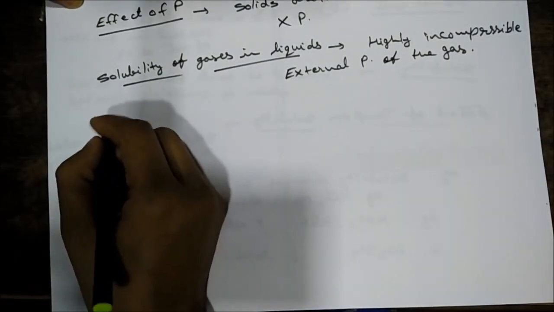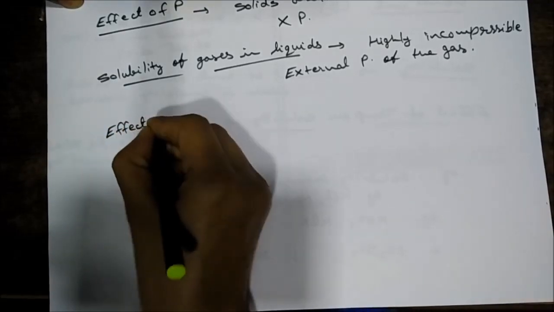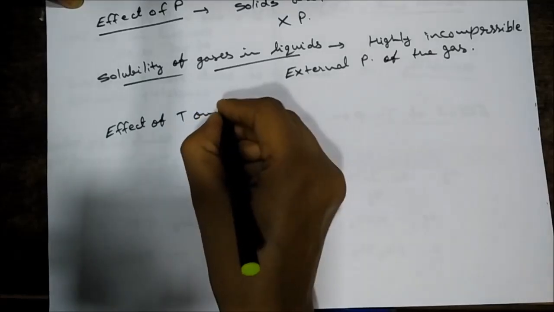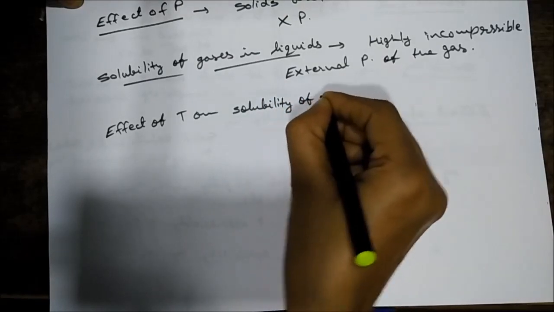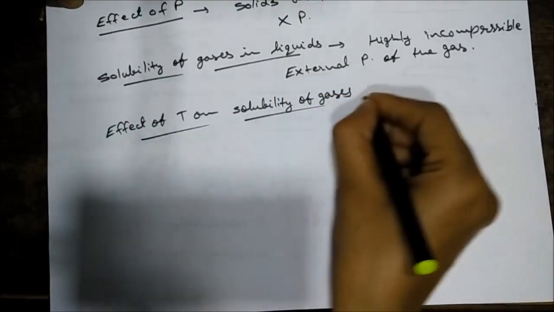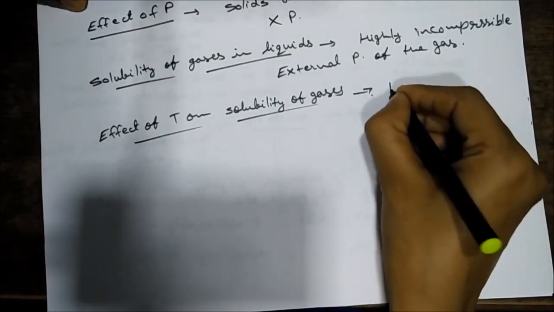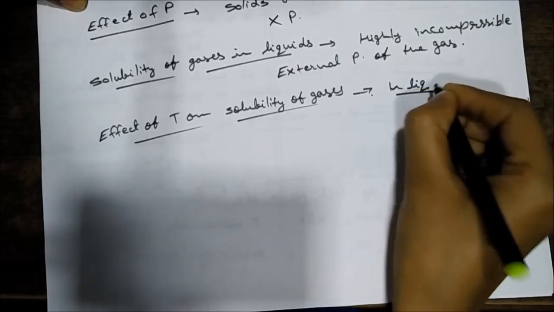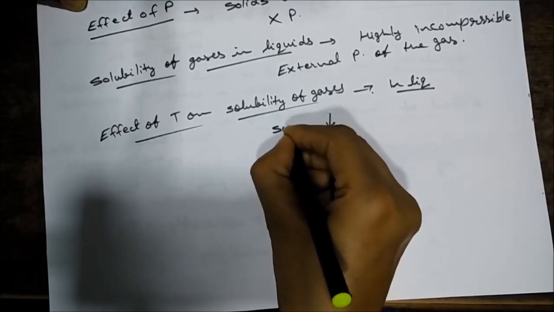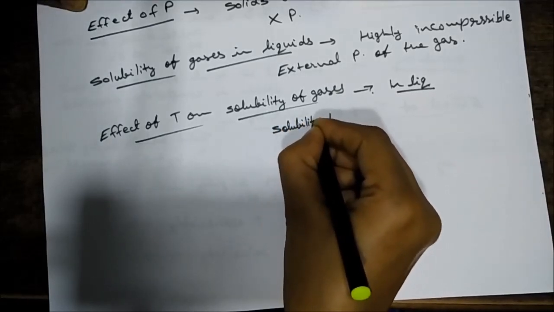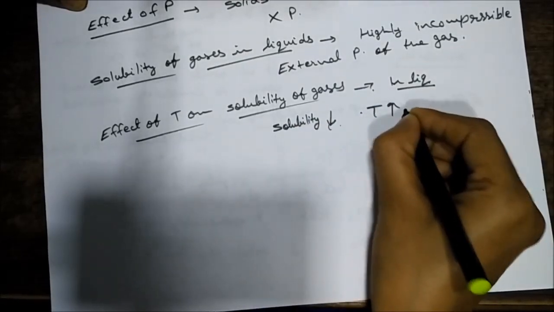The next is effect of change of temperature on solubility of gases. Solubility of gases in liquids decreases with increase in temperature.